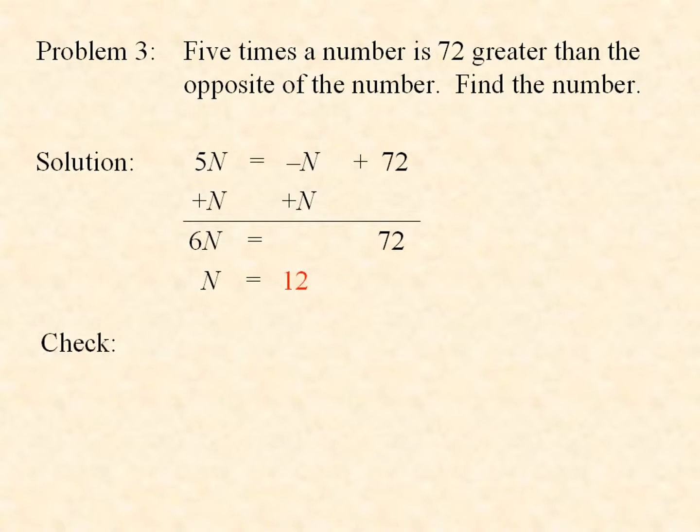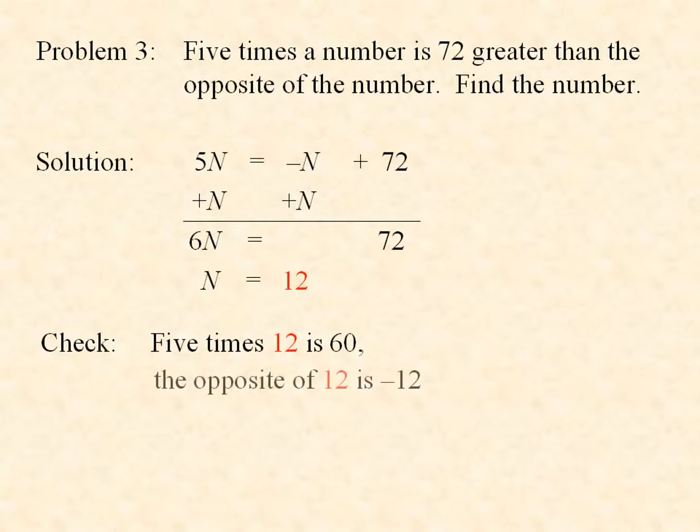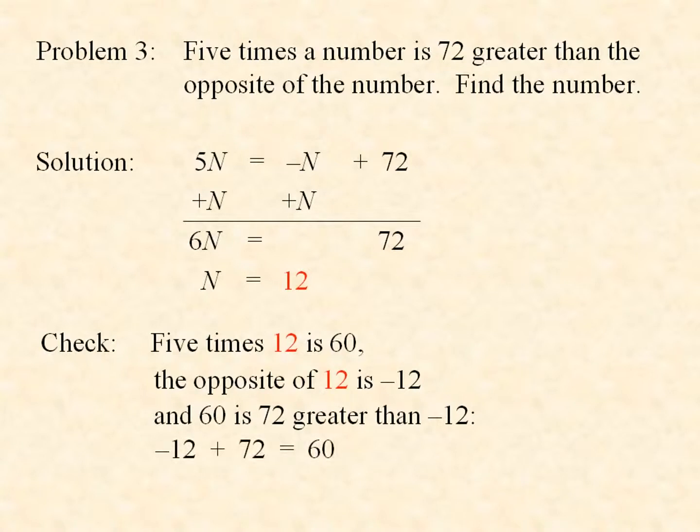Let's see if this makes sense. 5 times 12 is 60. And the opposite of 12 is negative 12. And 60 is 72 greater than negative 12. We add 72 to negative 12, we get 60, so it does make sense.